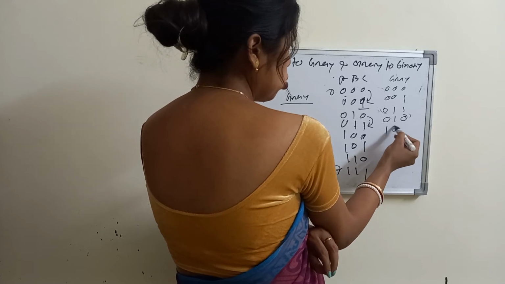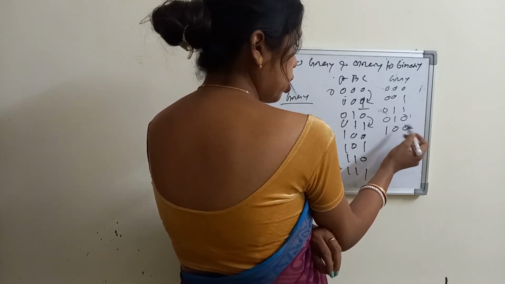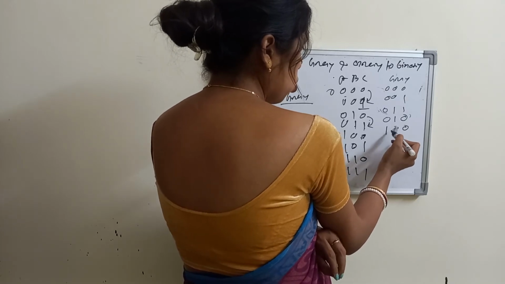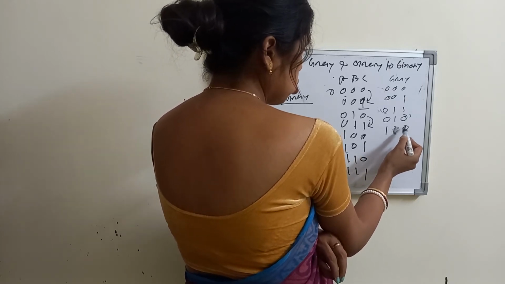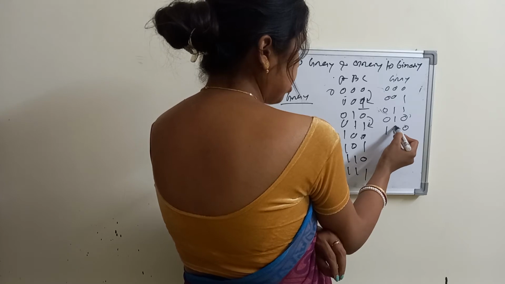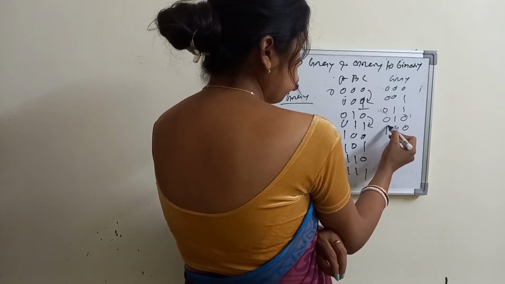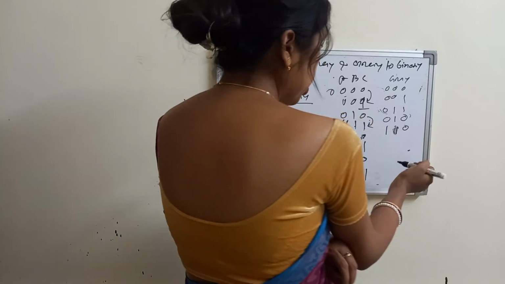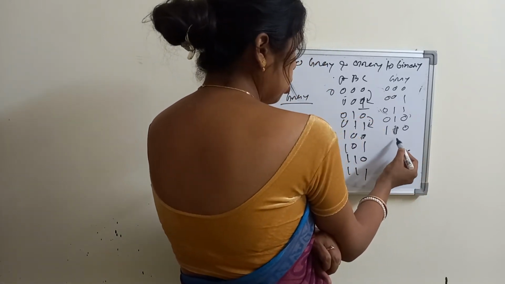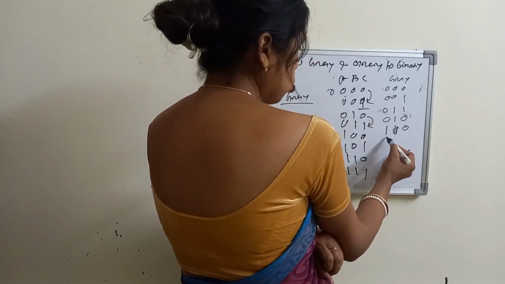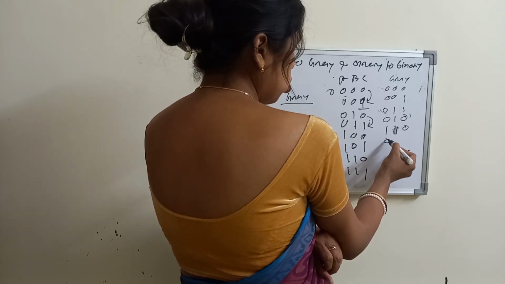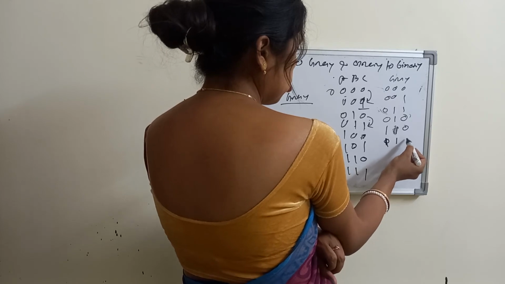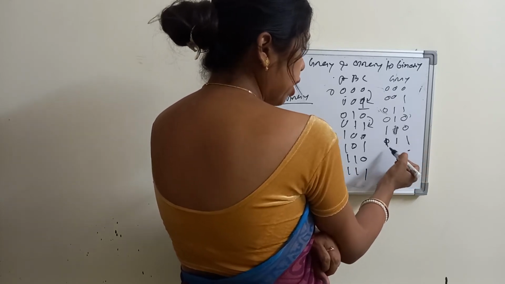If you write 100, it is changed. 2 bits are changed, right? So it will be like that 0 1 0 1 1 0. It will be like that 1 1 0. Okay. Next you can see that it will be like that 0 1 1 1, right? 1 1 1.